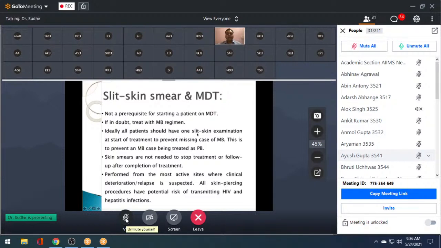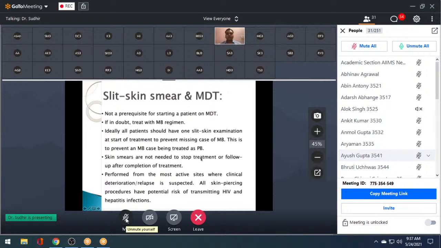Ideally, all patients should have one slit skin examination at the start of treatment to prevent missing cases of multibacillary leprosy. Why is it required? If you doubt whether it is multibacillary or paucibacillary leprosy, you can go for slit skin smear examination, so that you will not miss or misdiagnose the case. This is to prevent a multibacillary case being treated as paucibacillary.